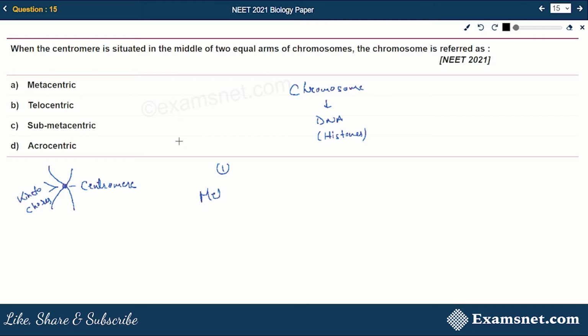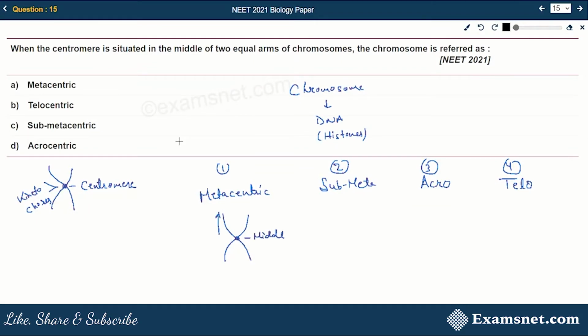One is metacentric, second is submetacentric, third is acrocentric, and fourth is telocentric. So let's see what is the difference among all of them. In case of metacentric, the centromere is located right in the middle of the chromosome, forming two equal arms. Now in the submetacentric, this centromere is located slightly away from the middle.